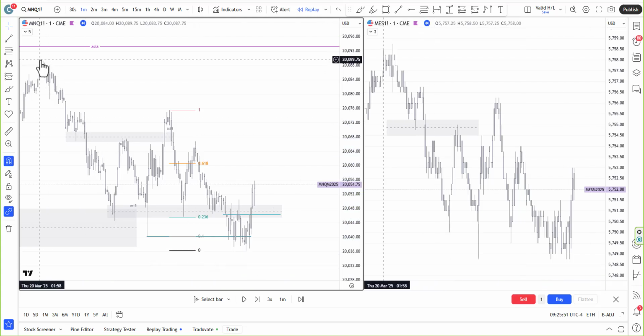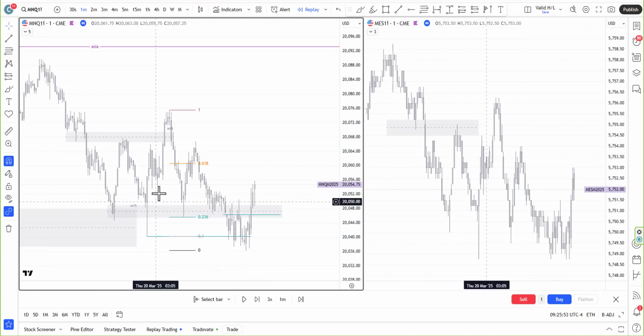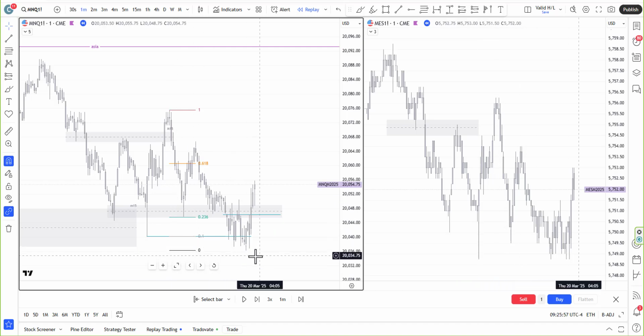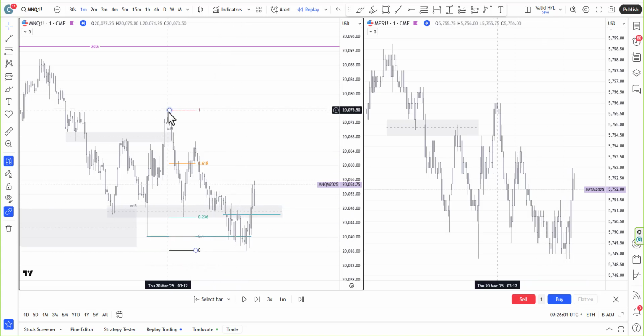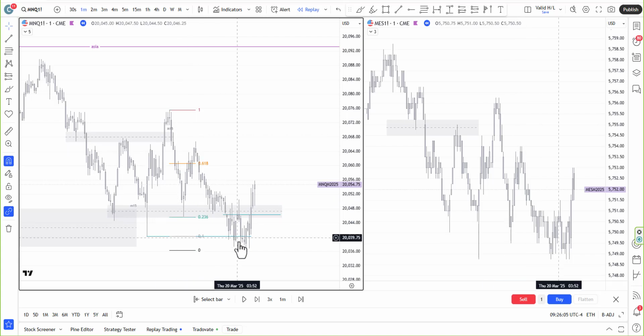And I'm not taking this level. Why not? Because all this price action was in between. So the 0 I always take from the low or the high, depending on if I have a short or a long, and I drag the 1 up to the last relevant move before this low was finally taken.